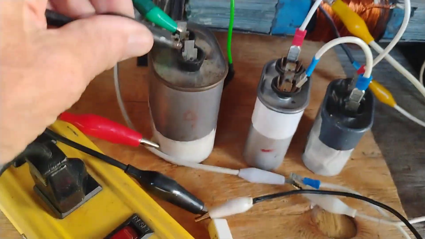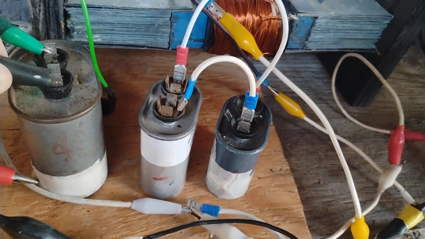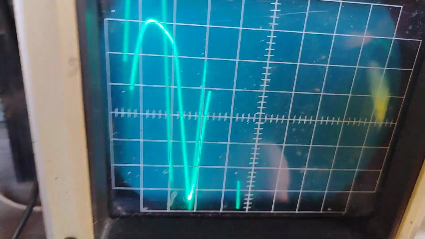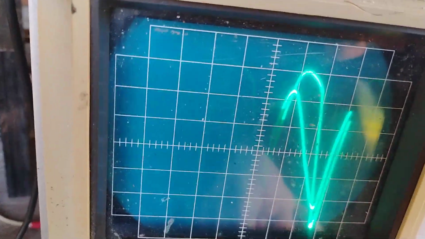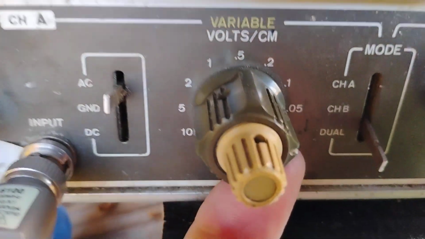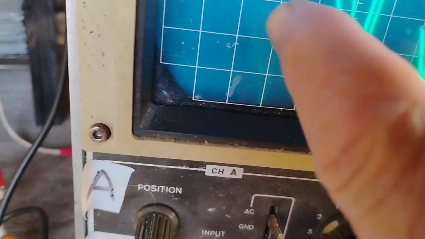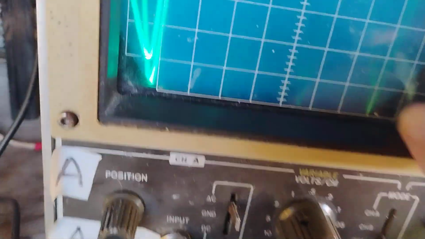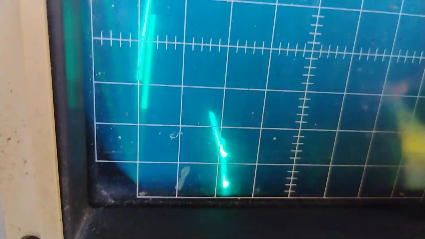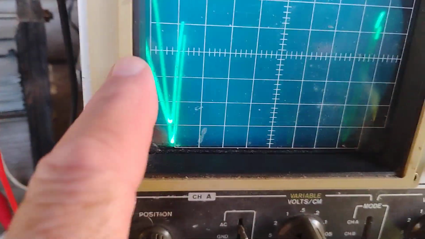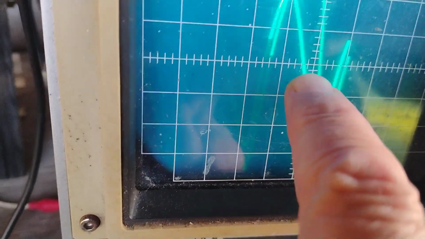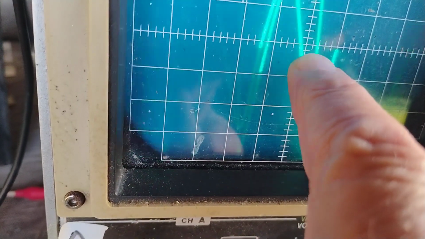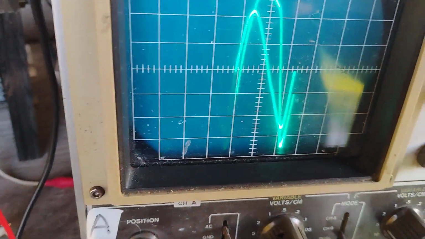So let's put the cap in again, in series. The amps jump off scale. I have to turn it down to 0.05 volts per square division. It becomes pointy at the bottom, still curvy at the top, the sine wave. And there's still a pretty good phase shift. You're supposed to measure the phase shift right here.